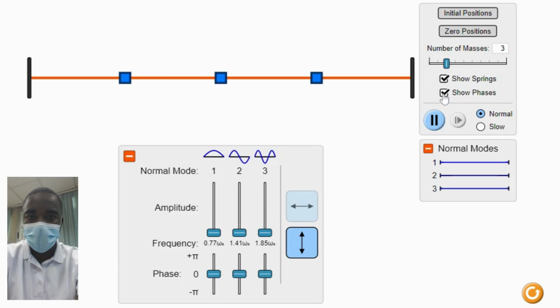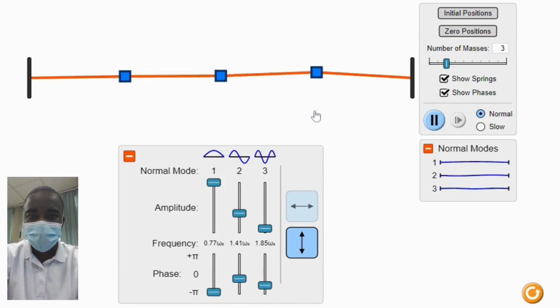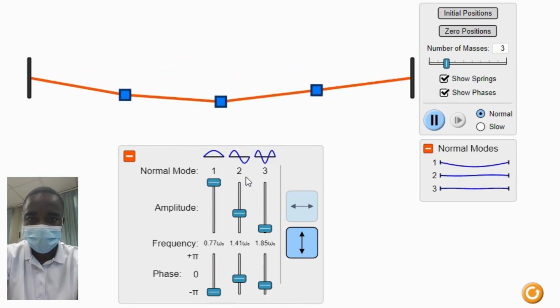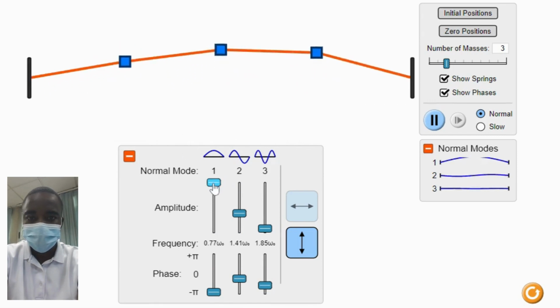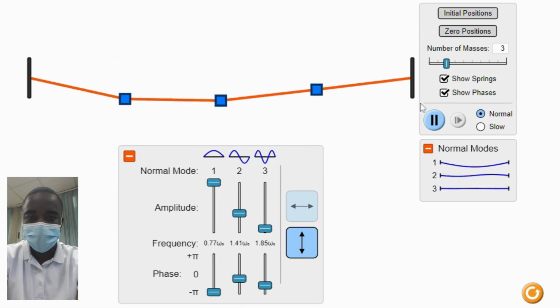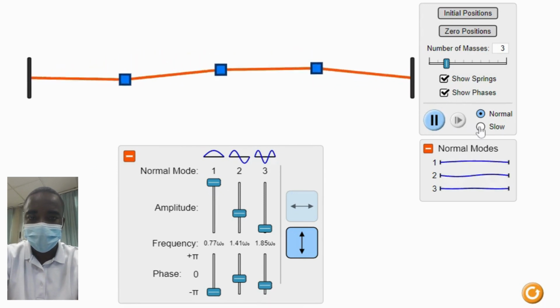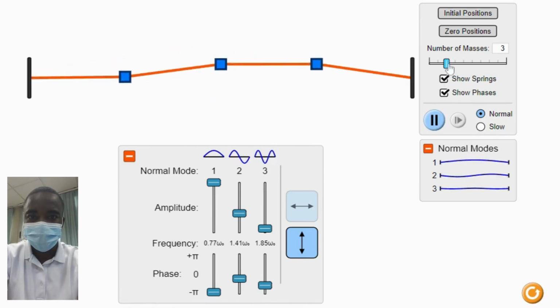A normal mode is a pattern of motion that occurs when a system is excited or disturbed from its equilibrium position. It is a fundamental concept in physics and is often used to describe the behavior of various physical systems, including mechanical, electrical, and optical systems.